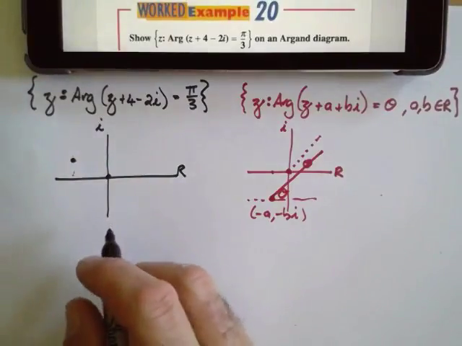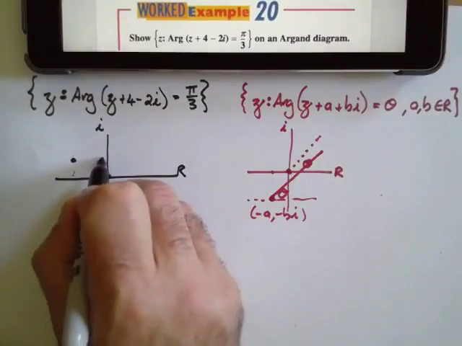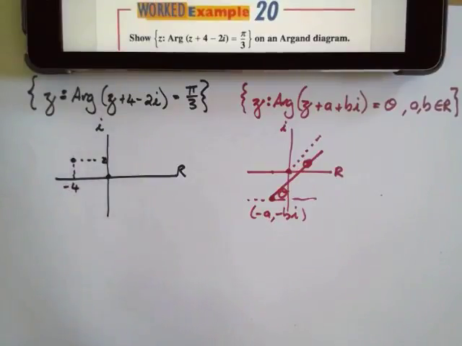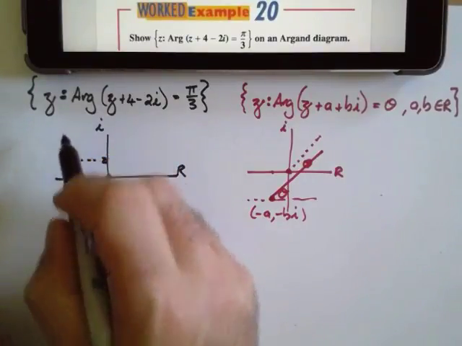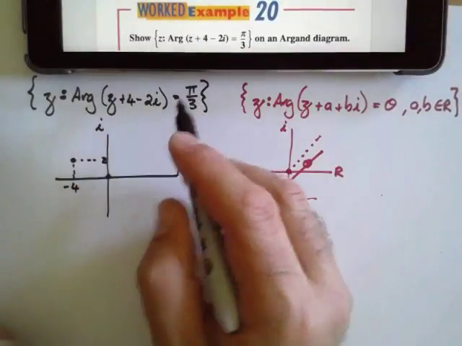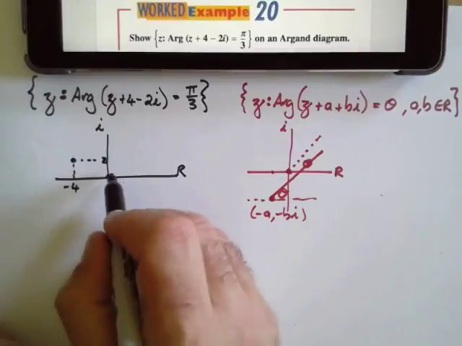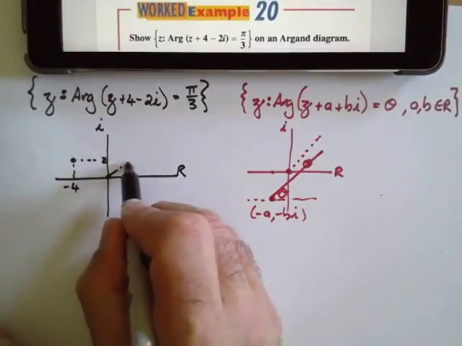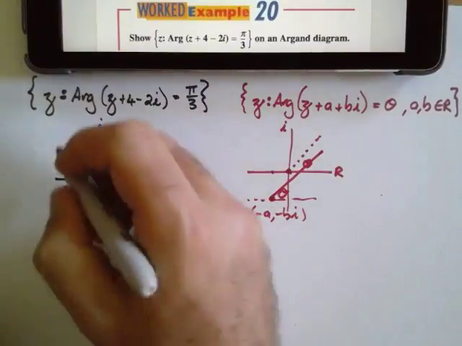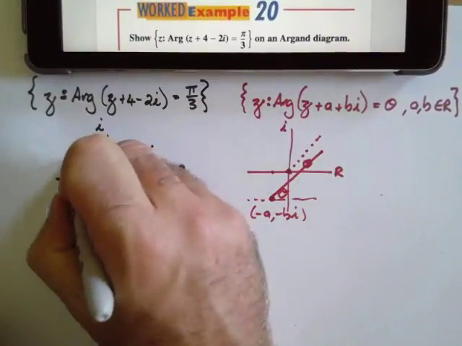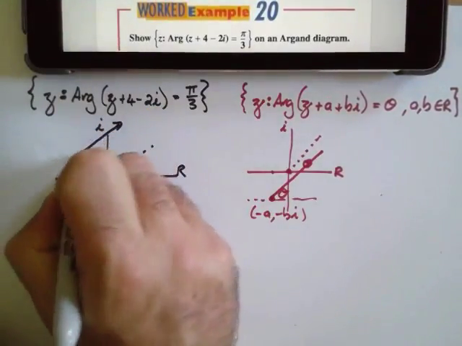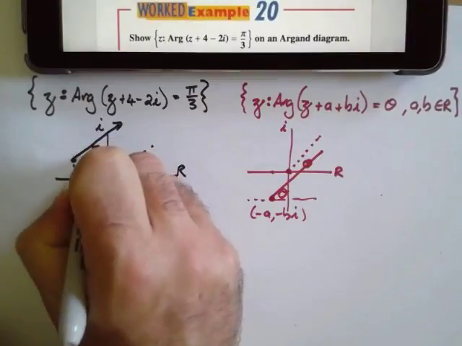I will put in what that point is there. This is 2, and this will be negative 4. And then the angle that it makes with my positive x-axis is pi over 3. Remember, if it was over here, this would be pi over 3, which is 60 degrees. So my graph will be from there. That will be my ray, and the angle there will be pi over 3.